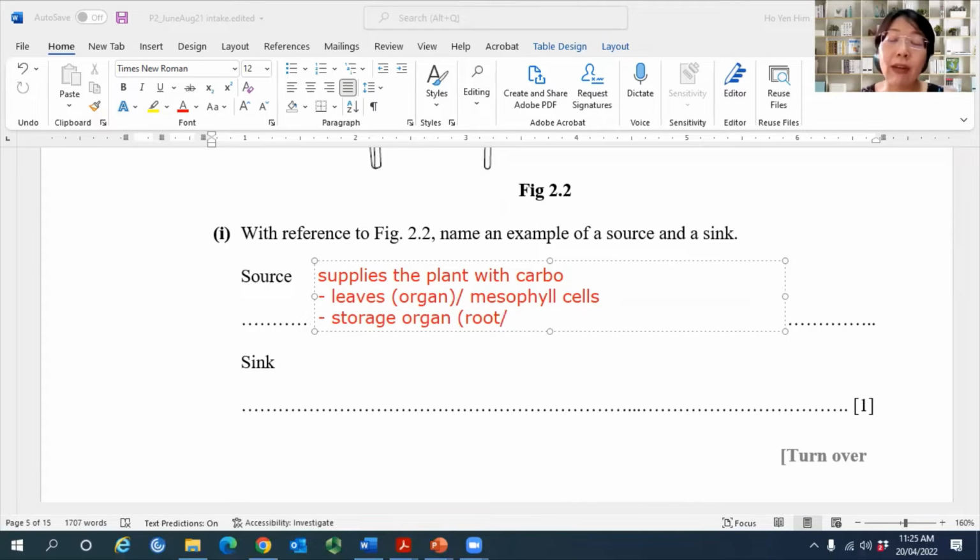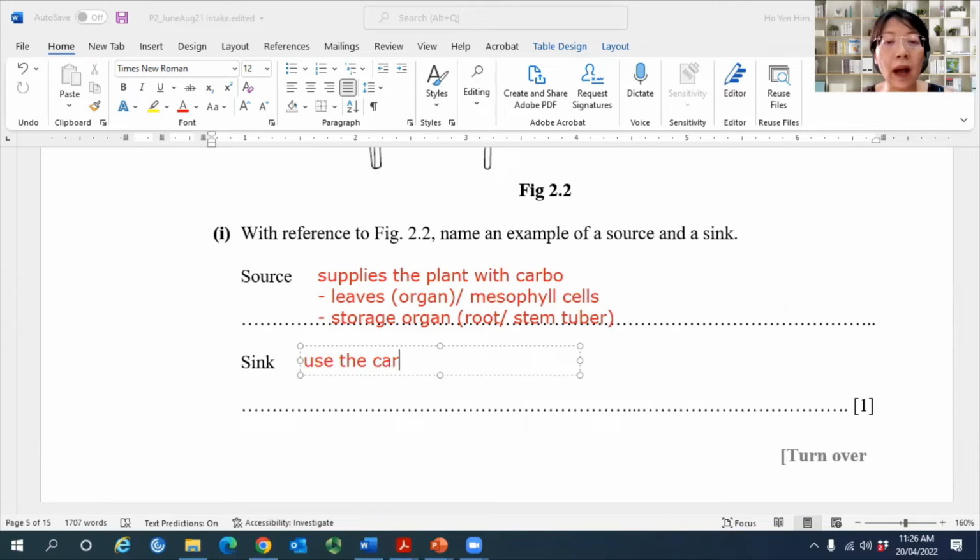Let's say, for example, carrot. It can be from a stem tuber like potato. The tuber is from the stem. So therefore, source is anywhere in the plant which can supply the plant with carbohydrate. It doesn't have to be only the leaf, okay? And sink is anywhere in the plant which requires carbohydrate.